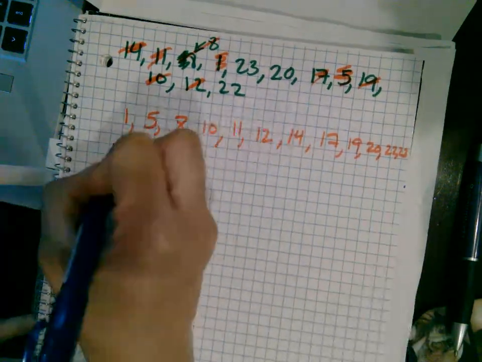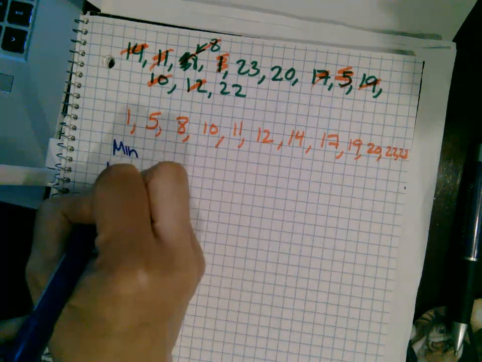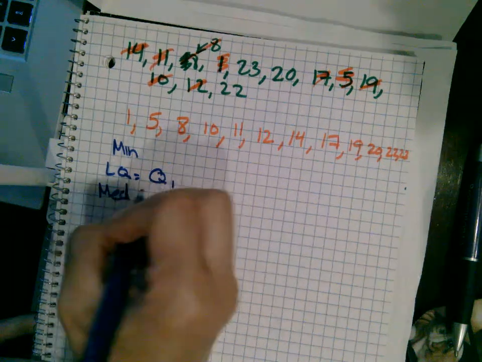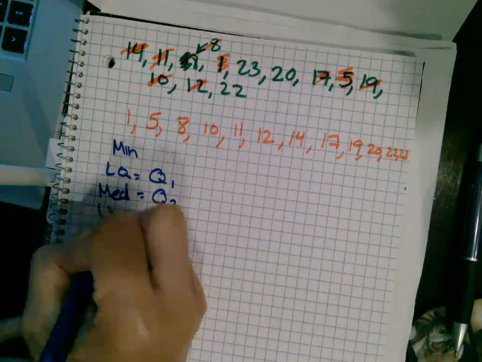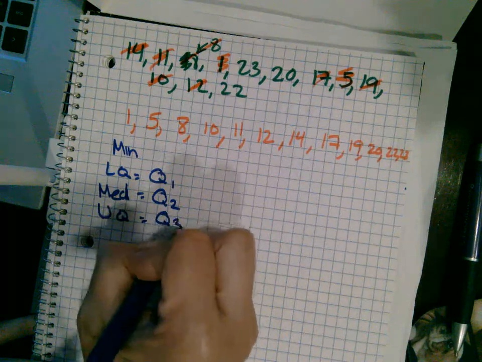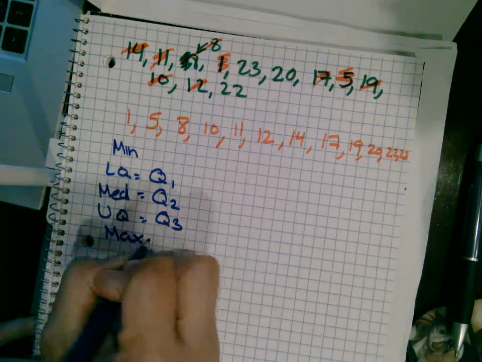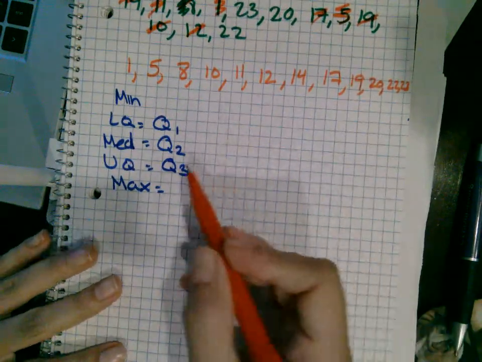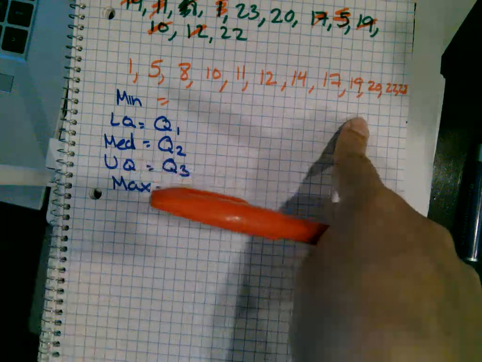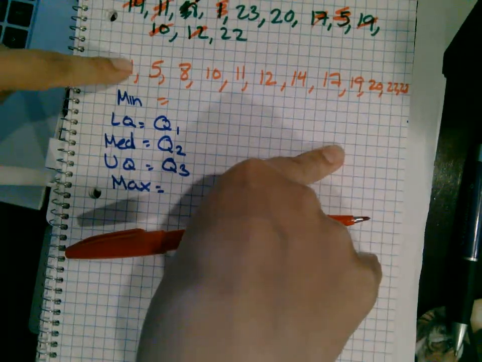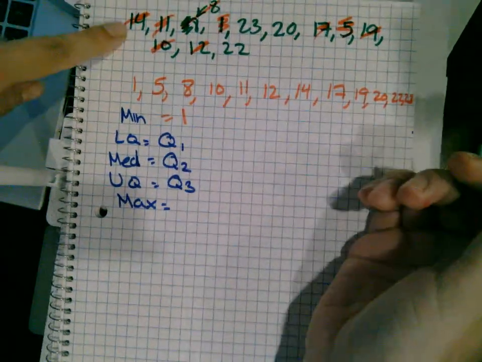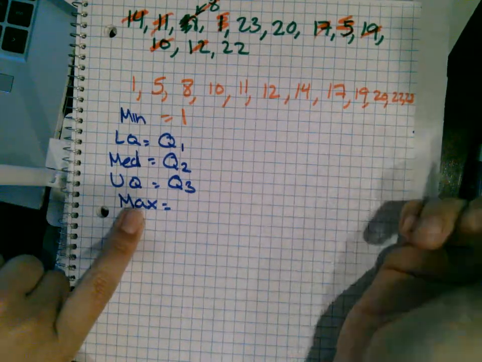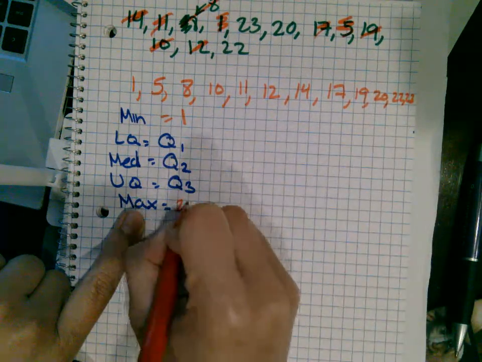All right. So we're going to do minimum, lower quartile, which is your quartile 1, median, which is quartile 2, upper quartile, which is quartile 3, and maximum. Minimum is the easiest. It's the smallest number when they're in order. It's not 14. It's 1 because it's the smallest number, even though 14 came first in our list. Maximum, what's the maximum number? It's all the way at the end, which is 23.